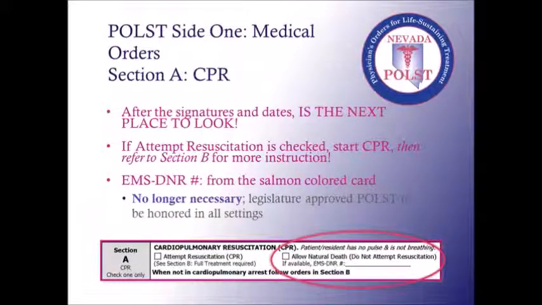Below that is section A, and this is after you've looked for signatures on both sides of the paper, is the next place to look. Very important for EMS. This is where you see to attempt resuscitation or allow for natural death. One checkbox or the other. If attempt resuscitation is checked, then start CPR. After you've started CPR, then you can refer to section B for further instruction.